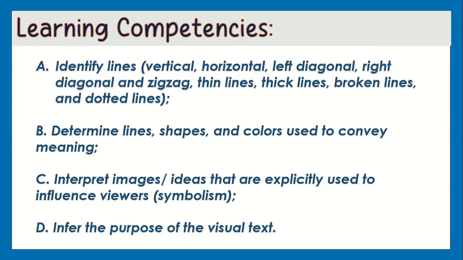For the learning competencies: identify lines, vertical, horizontal, left diagonal, right diagonal, and zigzag; thin lines, thick lines, broken lines, and dotted lines. Determine lines, shapes, and colors used to convey meaning. Interpret images or ideas that are explicitly used to influence viewers, symbolism. And infer the purpose of the visual text.